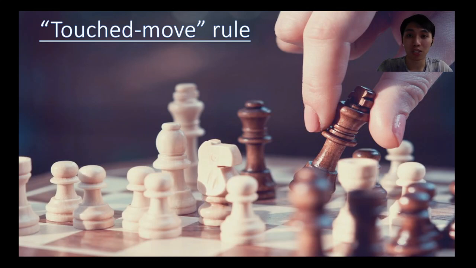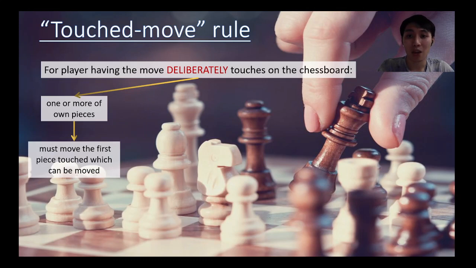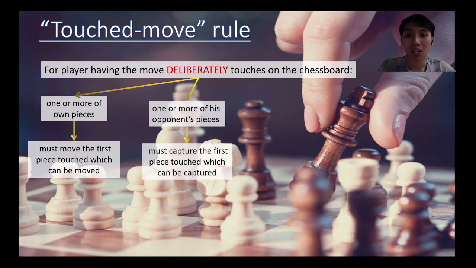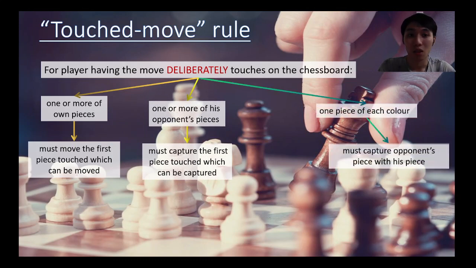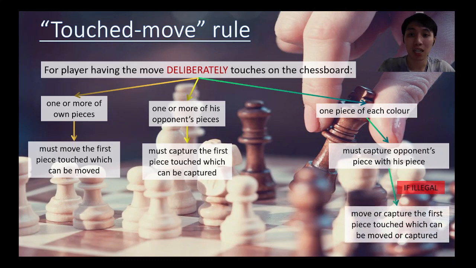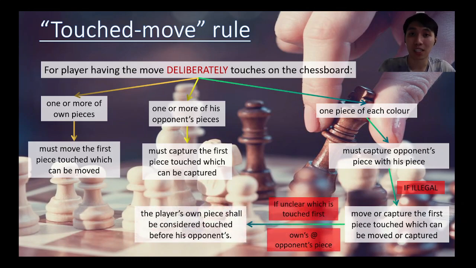Besides that, it is important for us to understand the touch move rule according to the FIDE laws of chess. When the player having the move deliberately touches one or more of their own pieces, he must move the first piece touched which can be moved. When the player touches one or more of his opponent's pieces, he must capture the first piece touched which can be captured. While when the player touches one piece of each color, he must capture the opponent's piece with his own piece. If it is illegal, then the player has to move or capture the first piece touched which can be moved or captured. If it is unclear whether the own piece or the opponent's piece was touched first, then the player's own piece shall be considered touched before the opponent's.